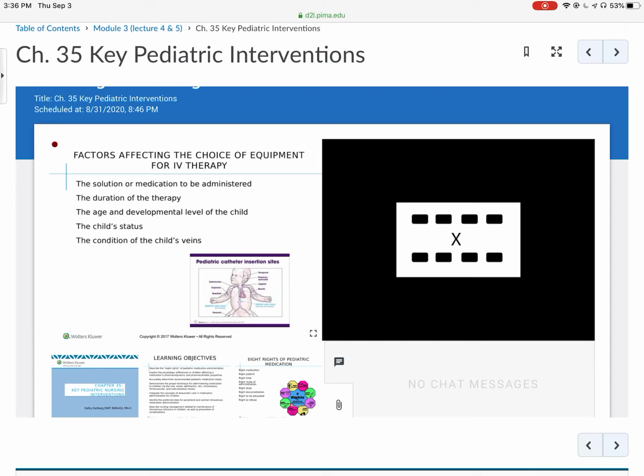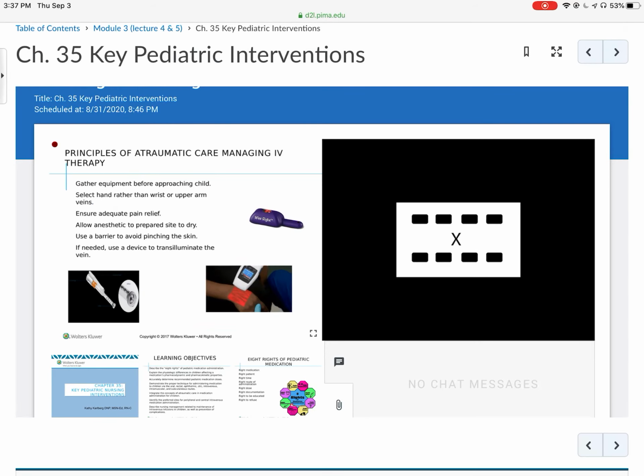If I don't see anything, I'm going to see if someone else can see anything. If not, I'm going to call for an ultrasound-guided IV because that's going to be the best bet for these kids. I'm not going to just pick them just so I can get the IV. So get your equipment before you go. The hand rather than the wrist or upper arm.